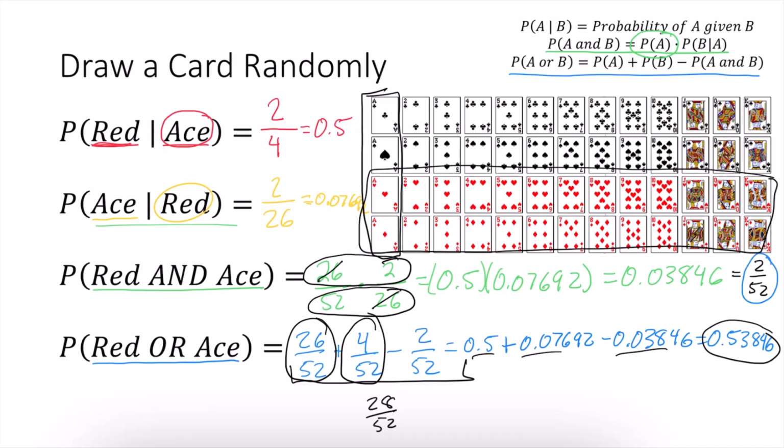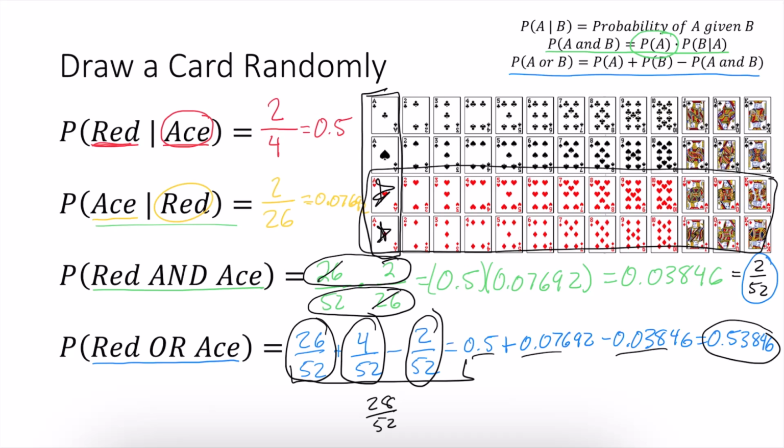And then if you look at the cards that I've circled, these two were double counted because they were counted as red cards and they were also counted as ace cards. And that's why we subtract 2 out of 52, which is the probability of choosing a red and an ace, because we basically double counted those cards.